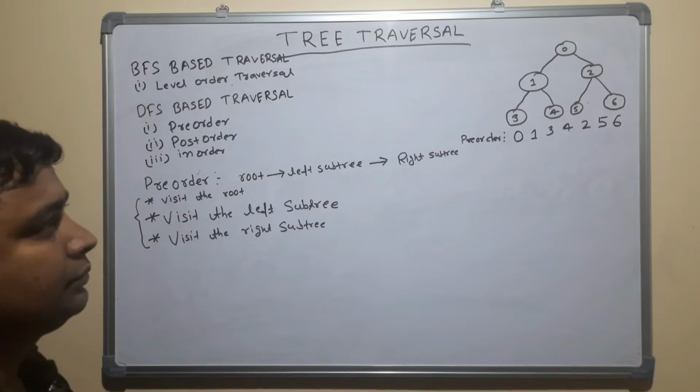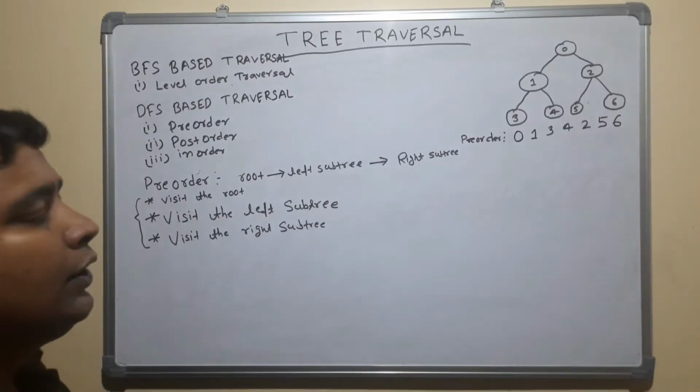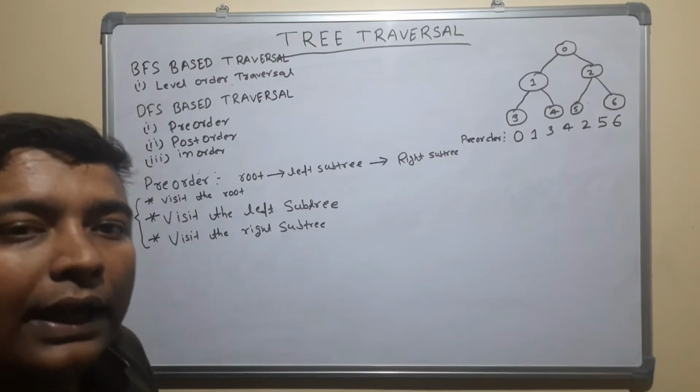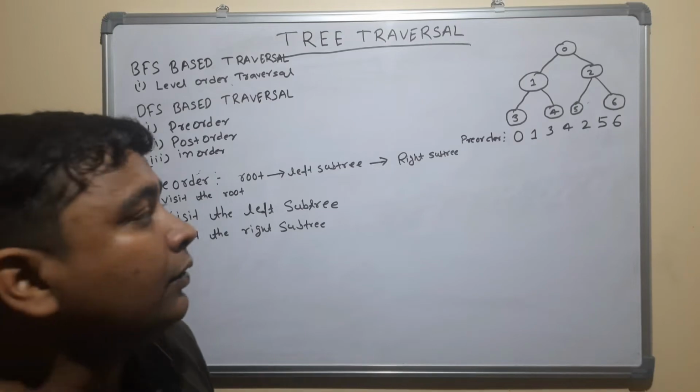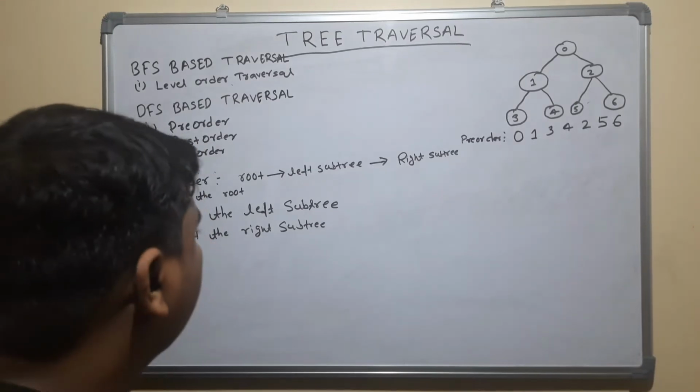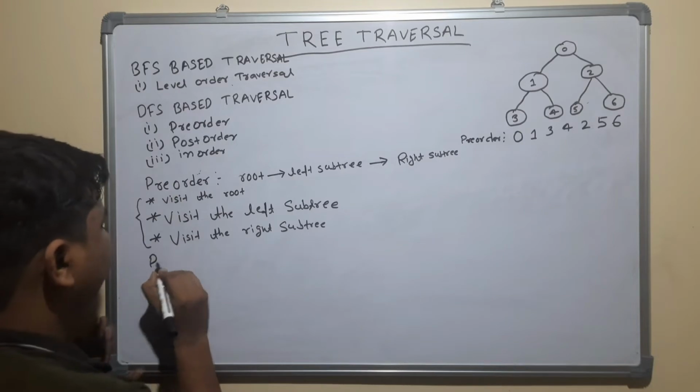Now I think preorder is clear: root, left, right. These three steps we need to follow in preorder. Now let's move on to postorder traversal.